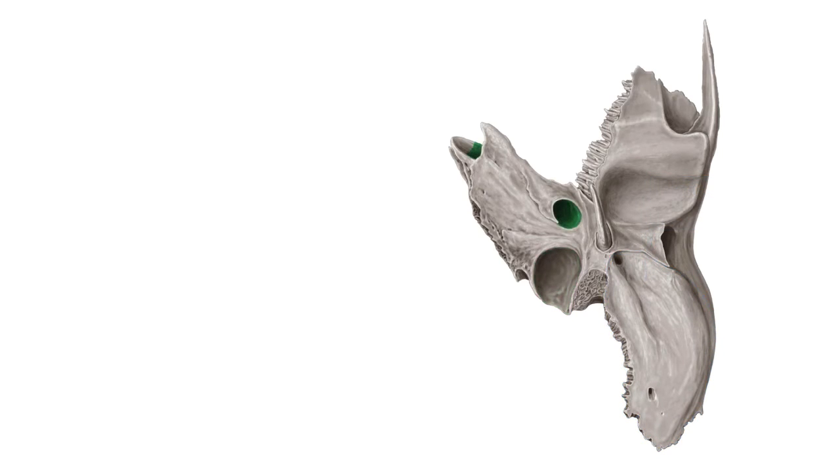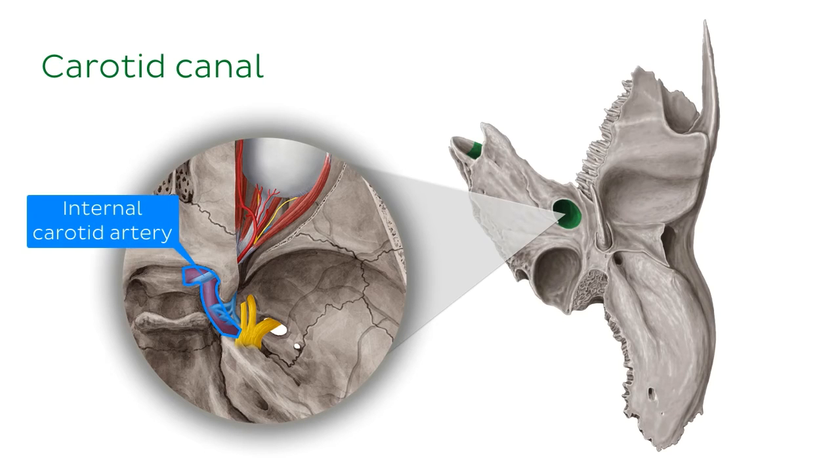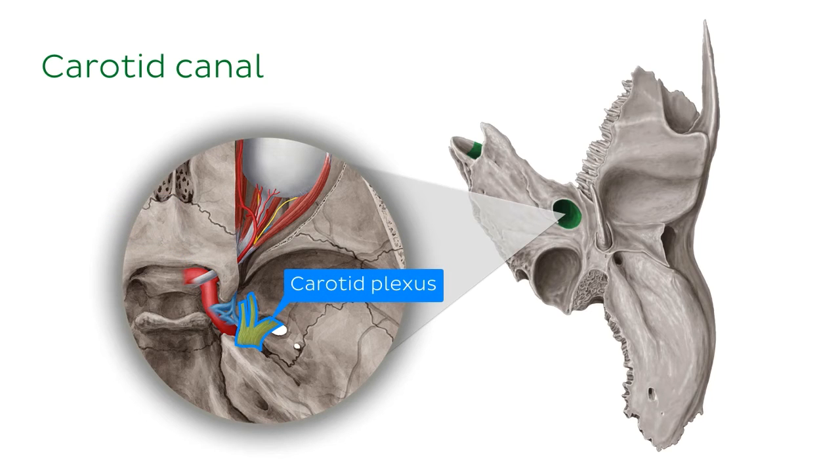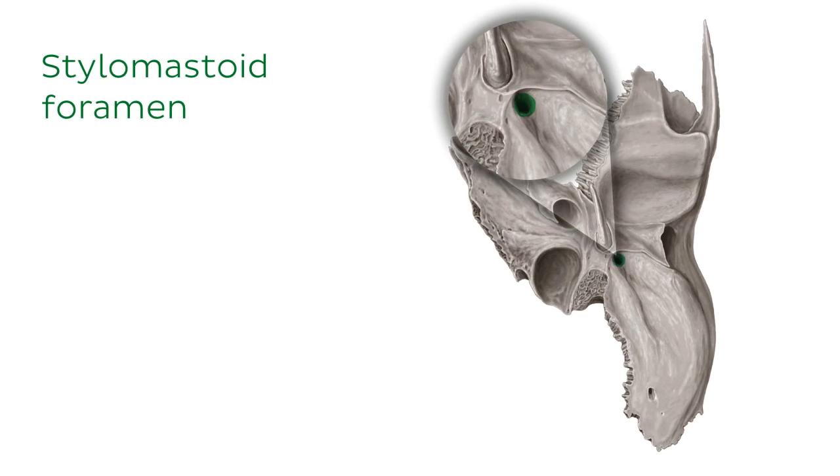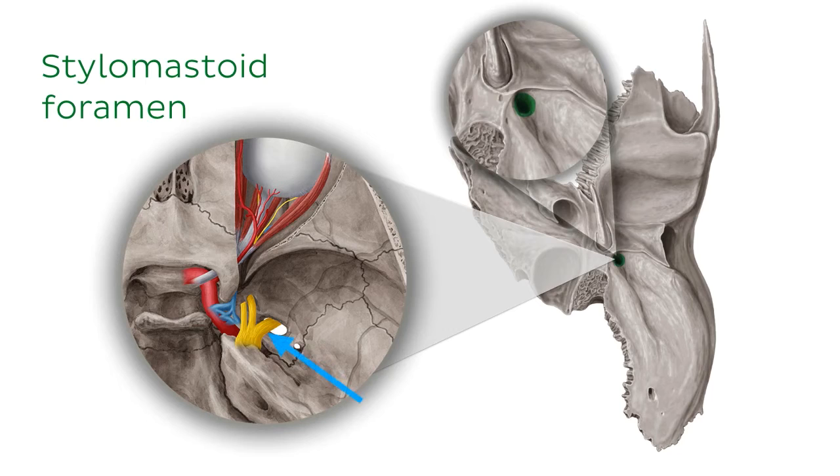Just above the jugular fossa in this image is the carotid canal. The internal carotid artery, the main source of blood supply to the head, travels through this canal to enter the skull. The carotid plexus of nerves also travels through this canal. The stylomastoid foramen, which we can see in this image here, is another hole located within the temporal bone. This foramen allows the facial nerve, otherwise known as cranial nerve 7, to exit the skull. The stylomastoid artery, on the other hand, enters the skull through the stylomastoid foramen.